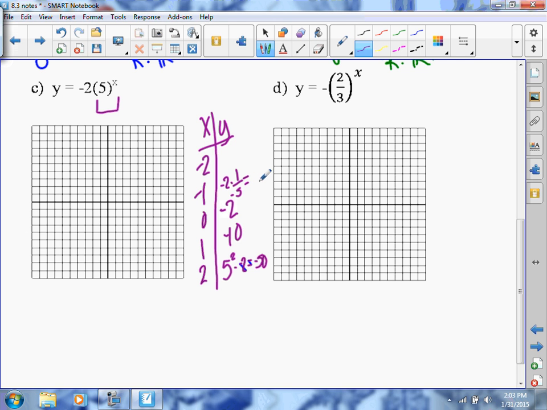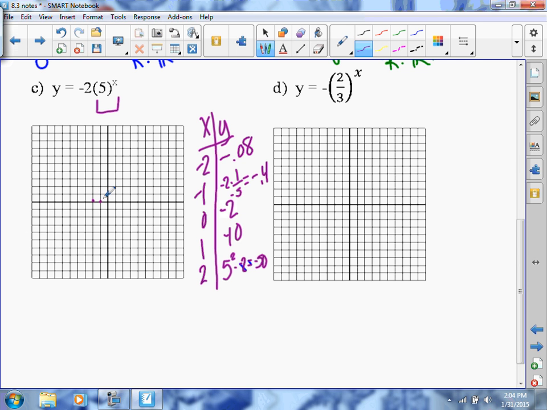Now you can do that on your calculator as well, and you can just write the decimal down so we can graph it. That's okay. And then 5 to the negative 2 is 1 over 25, times negative 2 will get you negative 2 over 25. So that will get you negative 0.08. Okay, so we get real itty-bitty decimals, and again, they're hard to put on the graph, but just estimate. Just do your best.